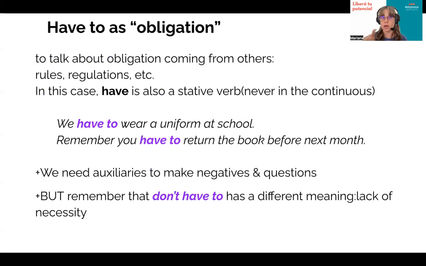Then we have have to as an obligation. When you talk about the obligation that comes from others and you transfer and repeat that, I have to wear a uniform at school. Or remember, you have to return the book before next month. So these are things that are regulations. Don't confuse this with must, okay? We need auxiliaries also, in this case, for the verb have to create interrogative or negative. Remember, like in any other verb.